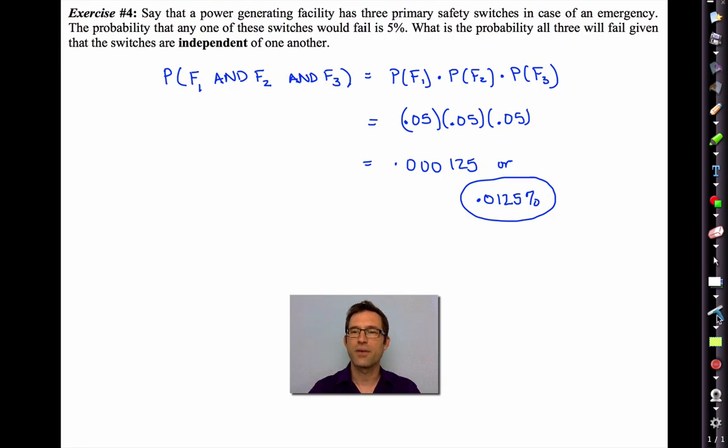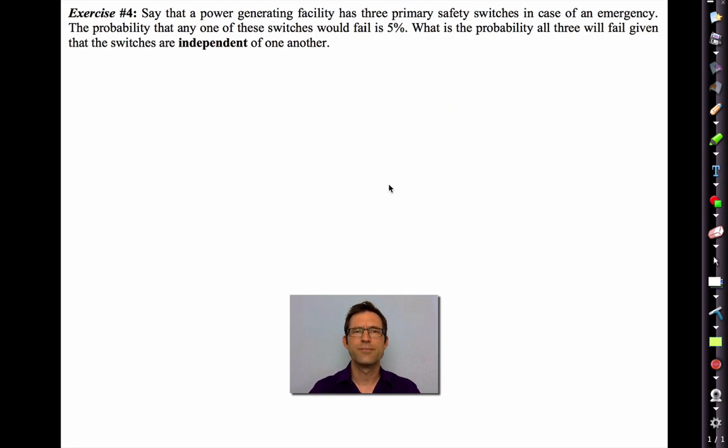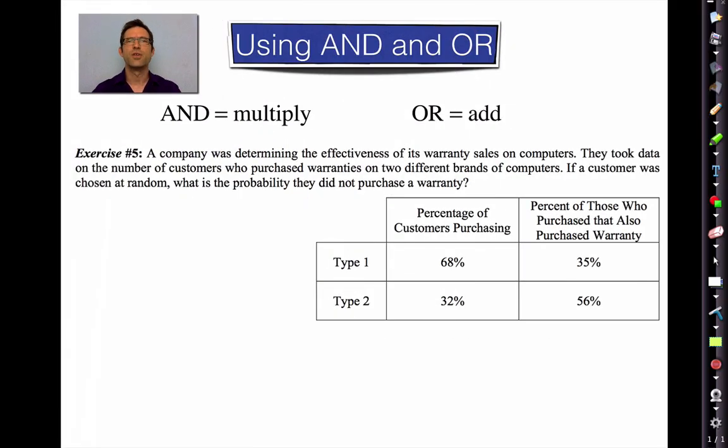Okay, let's clear this out. Let's tackle one more. All right, using and or. And, you multiply, or you add. All right, it's hard to go wrong with that. Exercise 5. A company was determining the effectiveness of its warranty sales on computers. Hopefully everybody knows what a warranty is, and surely everyone knows what a computer is, because you're watching me on one. They took data on the number of customers who purchased warranties on 2 different brands of computers. If a customer was chosen at random, what is the probability they did not purchase a warranty?